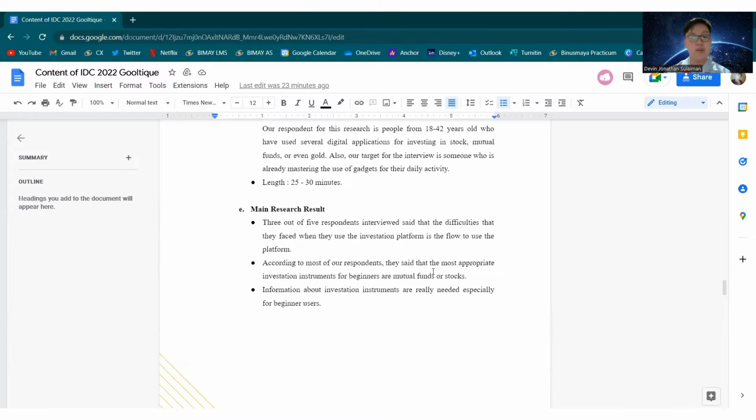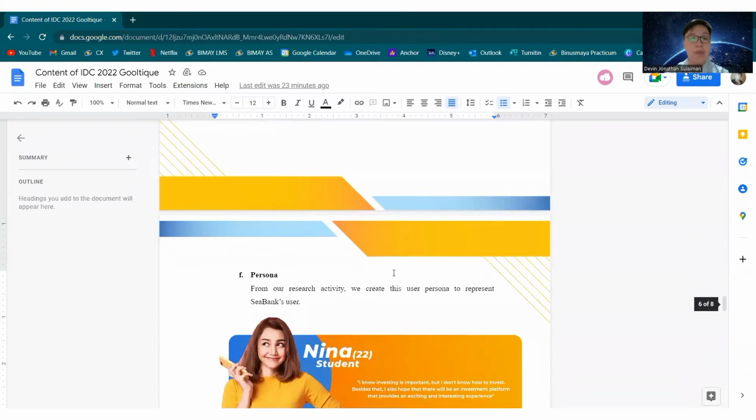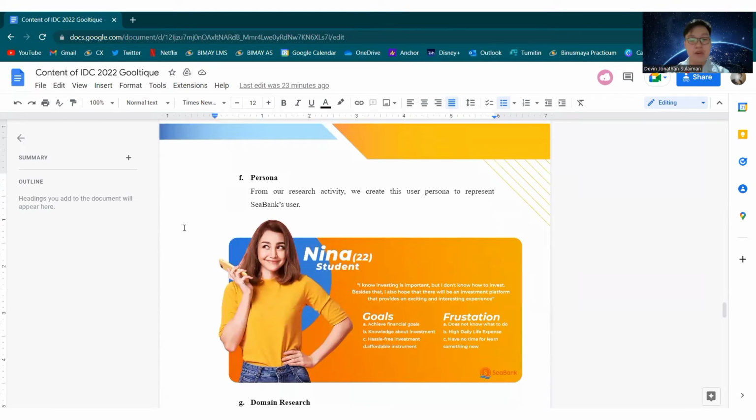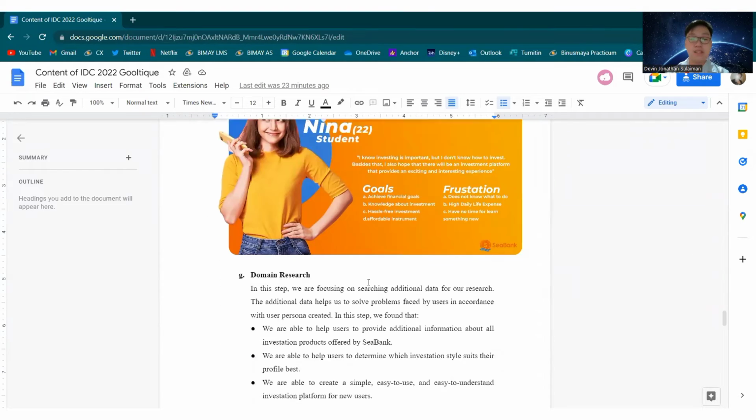The first one is most of our respondents said that it's hard for them to understand the flow when they use the investment platform. They also said that the most appropriate investment instruments for beginners are mutual funds or stocks, but they must be completed with appropriate information also. And from the persona, we finally created this persona to represent SeaBank's user.